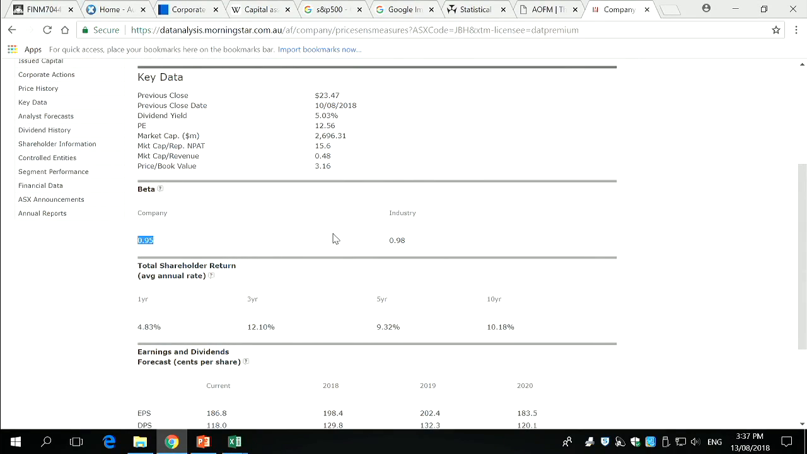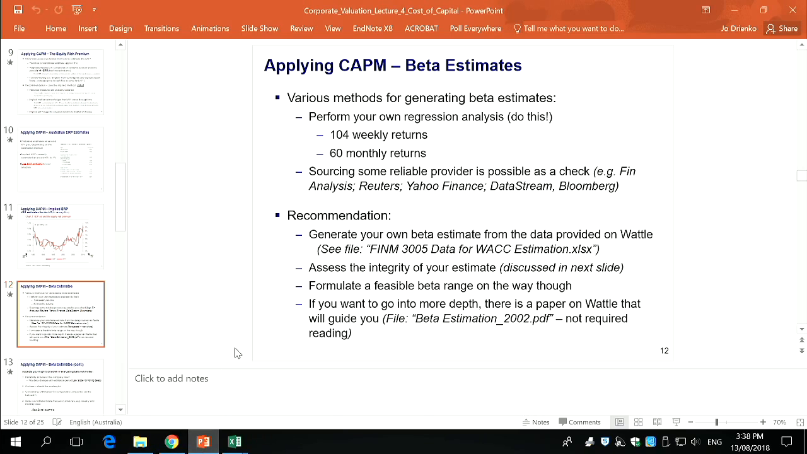10 seconds. I don't like that. Again, I don't trust anyone. I always like to do stuff myself. I don't know who estimated that. So it's nice to have a look at what others have gotten estimating beta for the company, but you have to be able to do it yourself as an analyst. Right? You have to. So let's have a look.